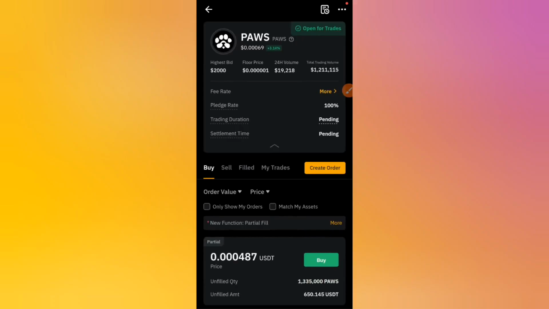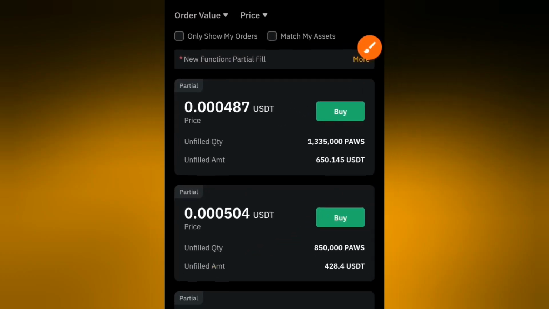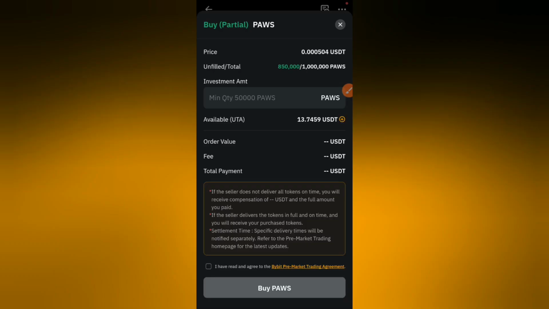Please make sure you do your due diligence. The market is not something you should rush into because someone advised you to go into it. Doing your research is really important. The reason is most airdrops launch below the pre-market price. Now the lowest you can actually get here is this, which is 3 zeros and 504 with a minimum quantity of 50,000 paws, right?